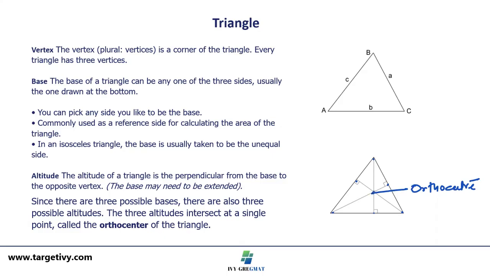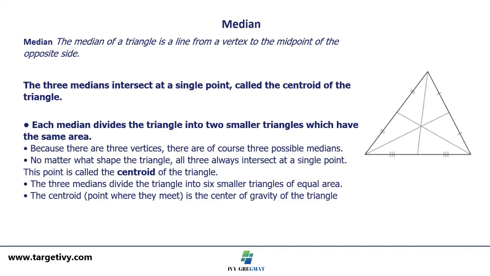Now, what is the median? Not the mean, median, mode. The median of the triangle is the line from the vertex to the midpoint of the opposite side. So an altitude starts from here and hits the vertex here. A median starts from here and hits the midpoint. This is the midpoint of the opposite side.